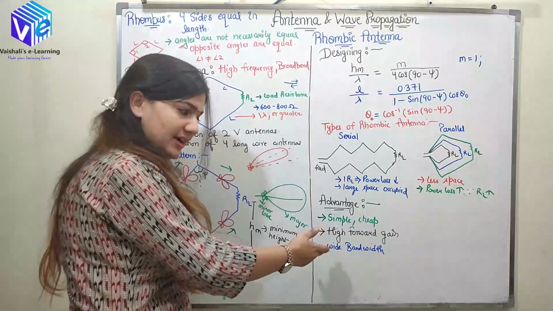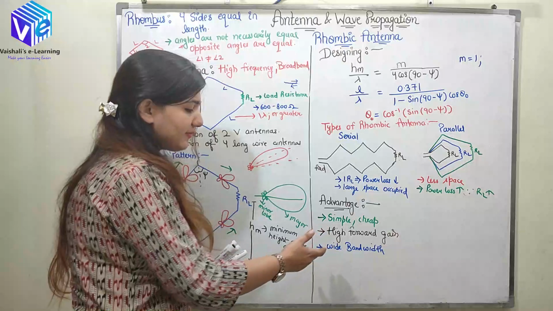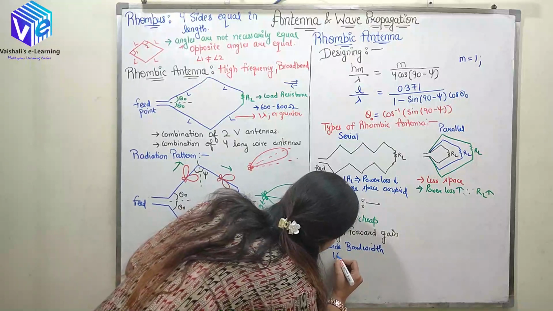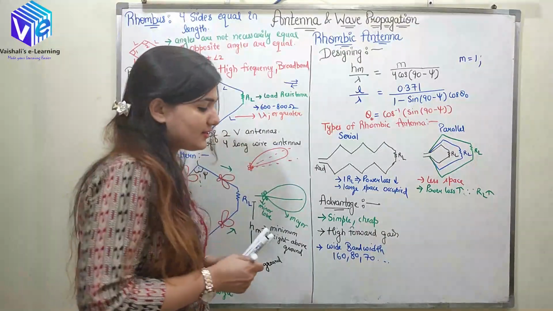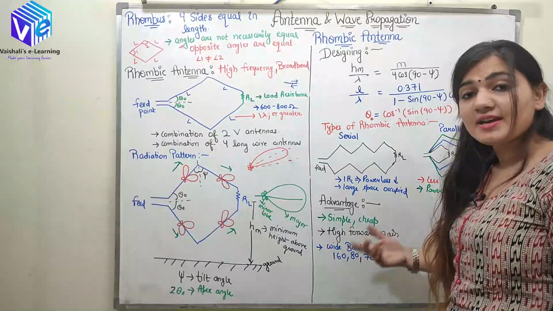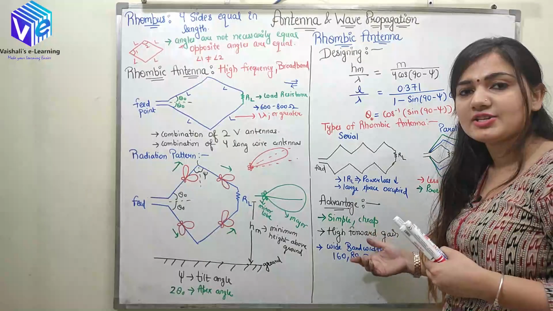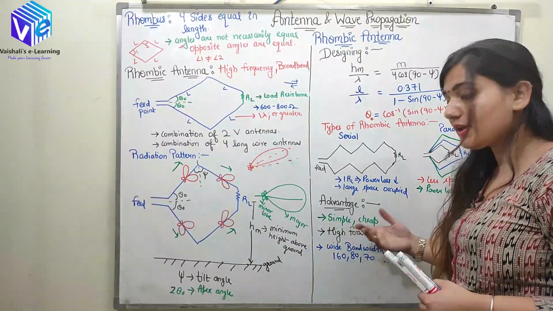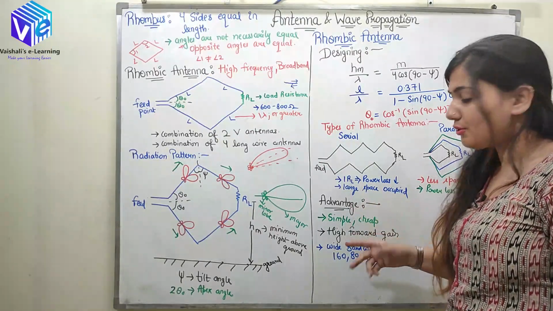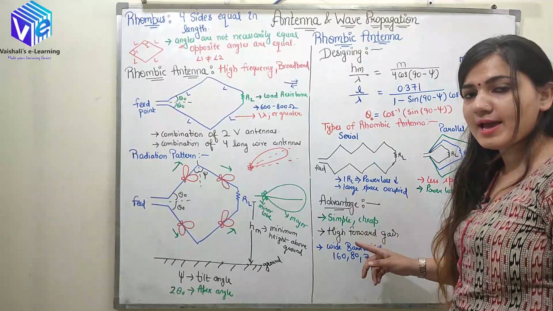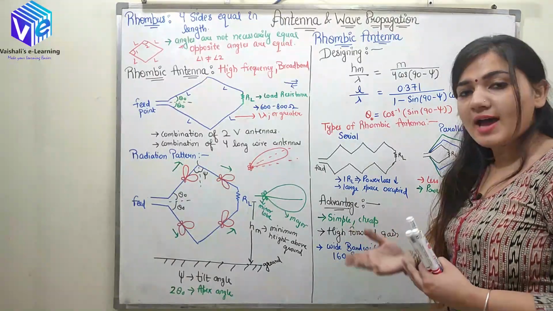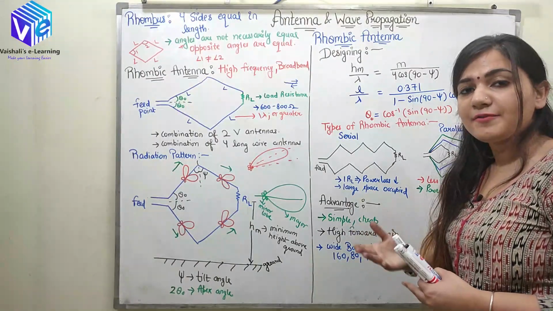The next advantage is that it has wide bandwidth. Because of wide bandwidth, it can be used for a large number of frequencies. And because it has high forward gain, it can be used for long distance communication in a particular direction. As I told you, in World War II, it was used to communicate between 2 countries. So it has high forward gain, which implies high directional properties, making it useful for point-to-point communication over long distances.